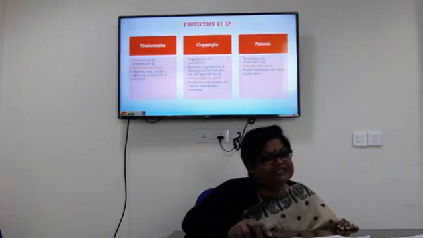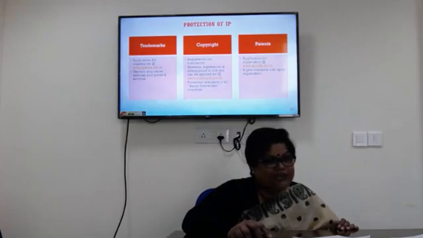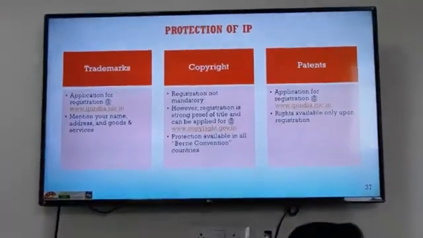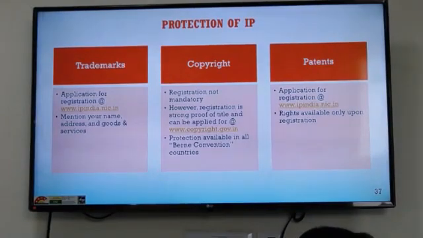Ultimately, this is the recap slide that I was talking about, where we're looking at how different forms of IP can be protected, to answer all the questions that came in about types of protection. So for trademarks, you file an application for registration. ipindia.nic.in is the website of the IP office.